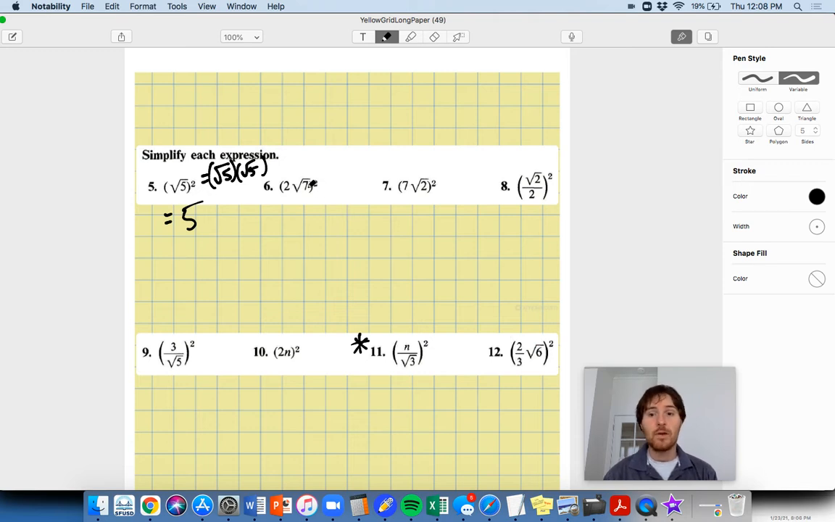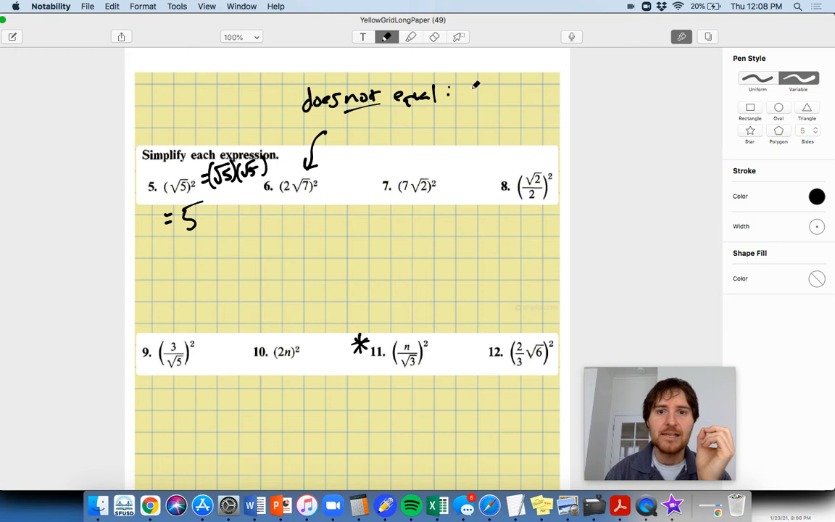Next one up here, this one might confuse people. You might be unsure of exactly what to do, and I'm trying to think of a good way to remind you of the difference. This does not equal this. It doesn't equal 2 times root 7 squared.